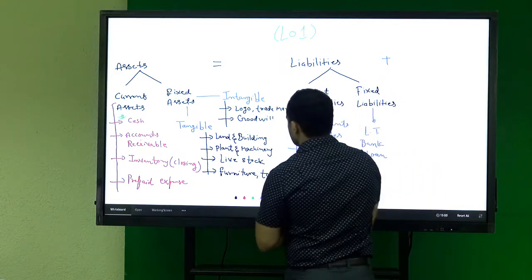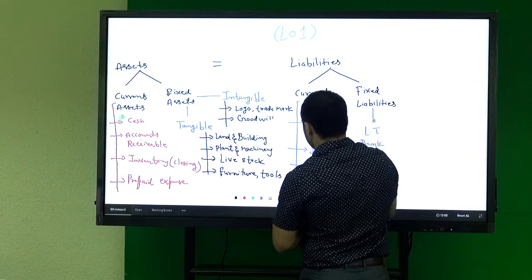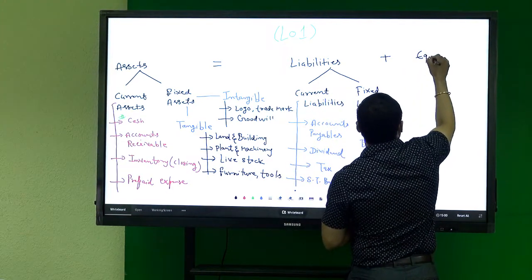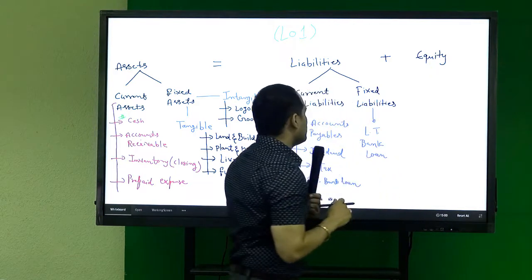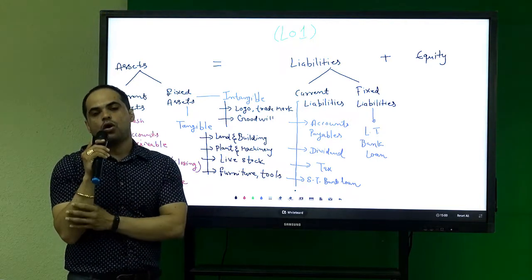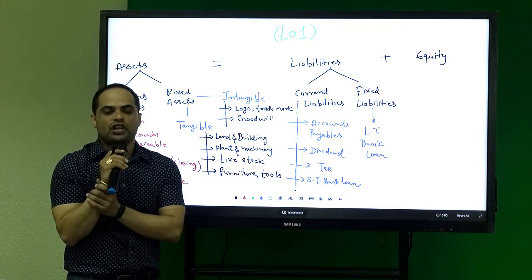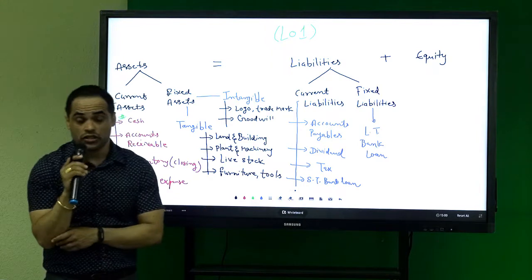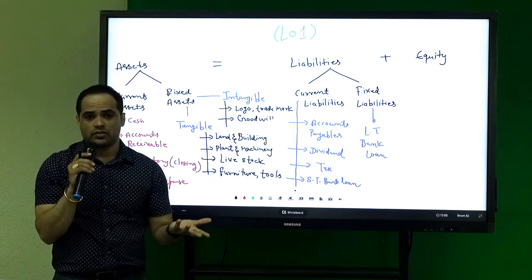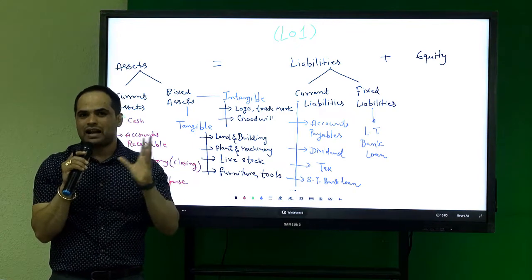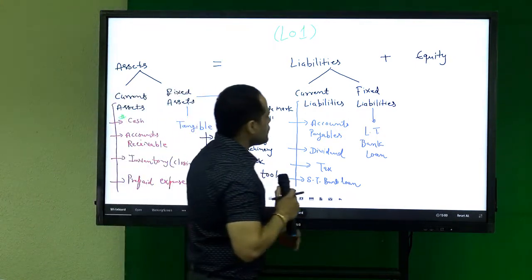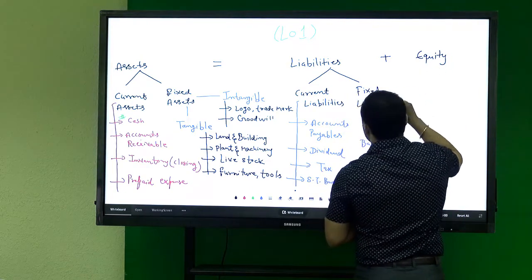Next is equity, right? Equity means shareholders' or company owners' money. We also call it shareholders' money. The people, as shareholders, invested in the organization. Whatever is left belongs to equity. Sometimes we call it residual interest, which means whatever is left. Whatever is left means assets minus liability. Whatever is left becomes equity.